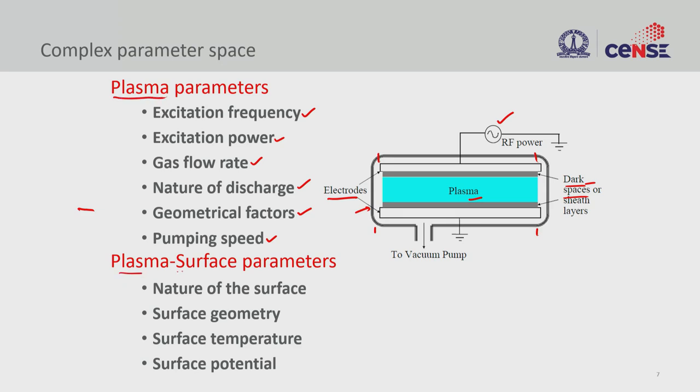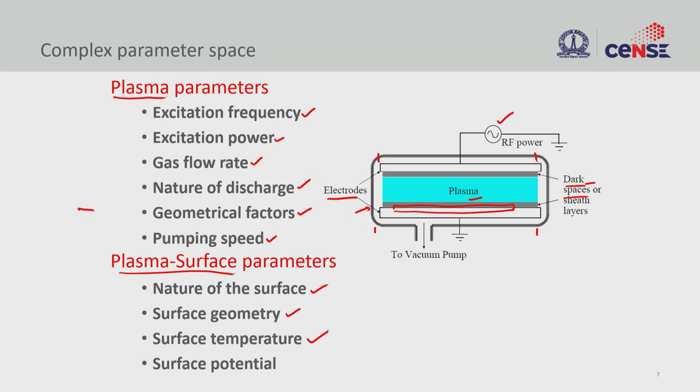So next, plasma to surface, right? Plasma surface interactions are very important because we are going to keep our wafer somewhere here, right? So when you keep the wafer here, it's not a bulk interaction. The plasma should interact with the surface, right? So that depends on the nature of the surface. Whether the surface is conducting, or whether the surface is insulating, and then the surface geometry itself, right? Whether it is a very small piece or a very large wafer. So all those things matter.